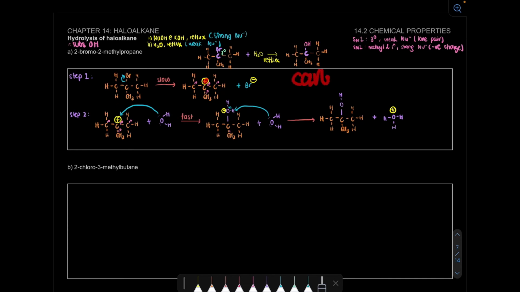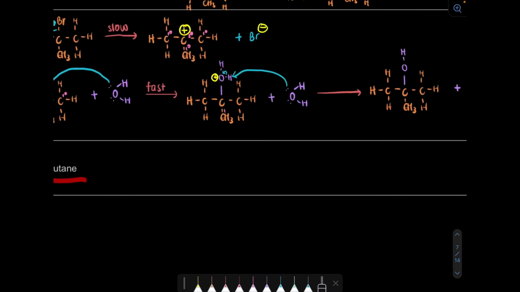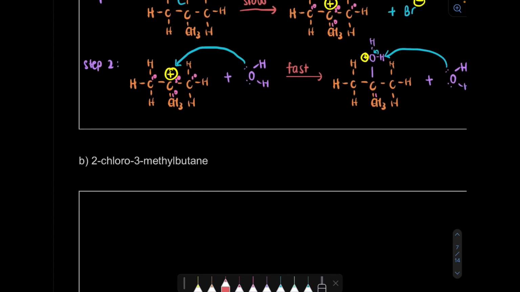So for step 1, when we have a carbocation ion, make sure to check for any rearrangement possibility. Now let's look at example B. We have butane, which means that we have 4 carbons.